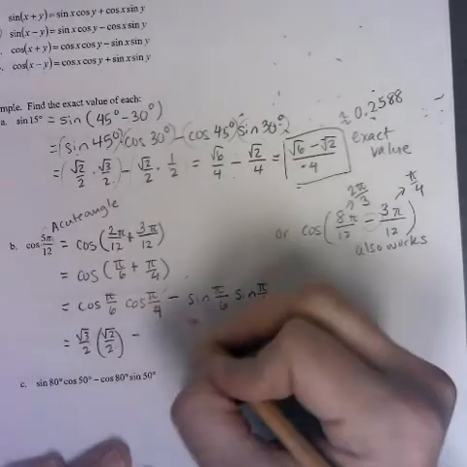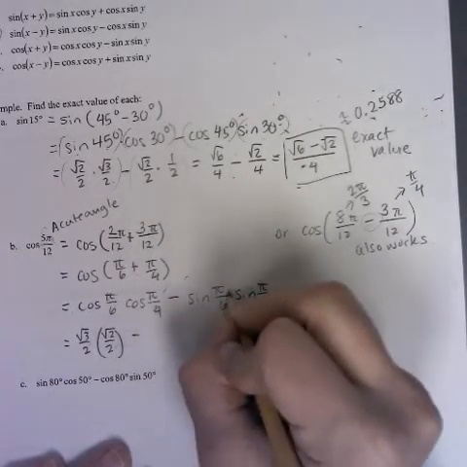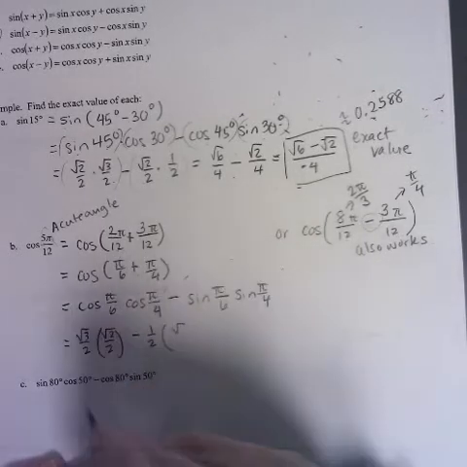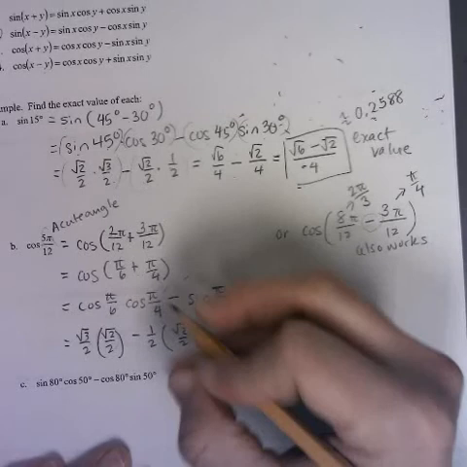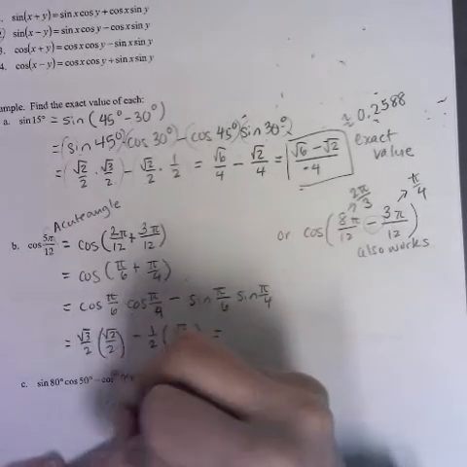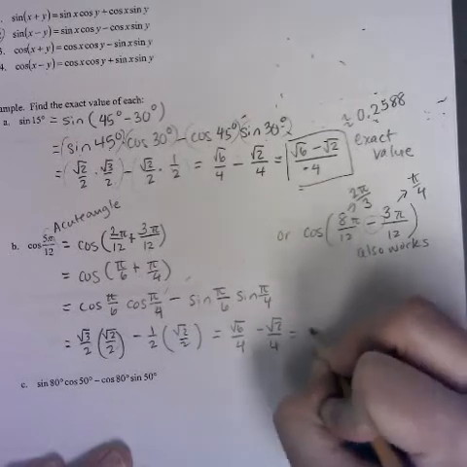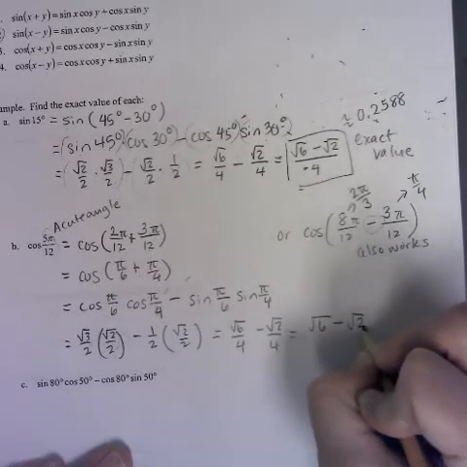And then minus sine of pi over 6 is 1/2. Sine of pi over 4 is the square root of 2 over 2. And we get square root of 6 over 4 minus square root of 2 over 4. This actually is the same exact number as we got in the previous problem.